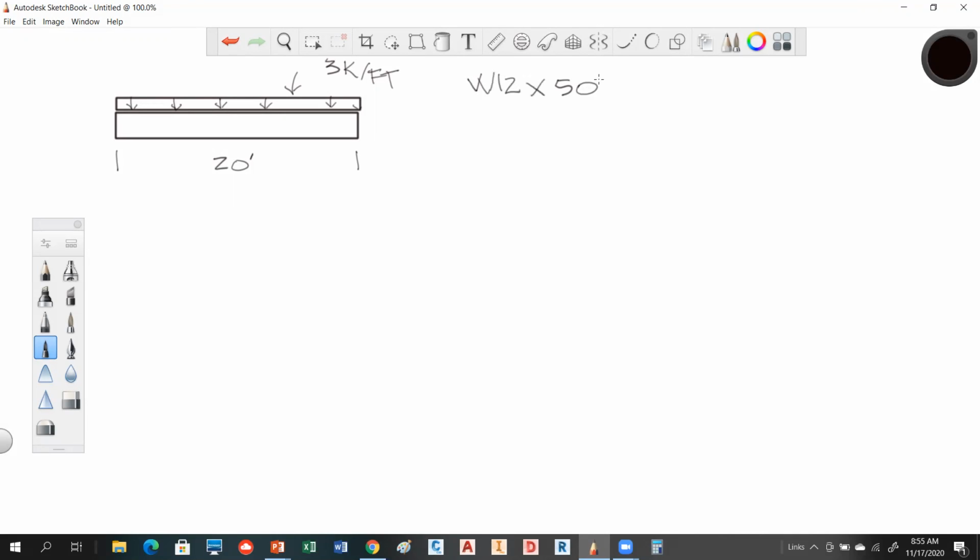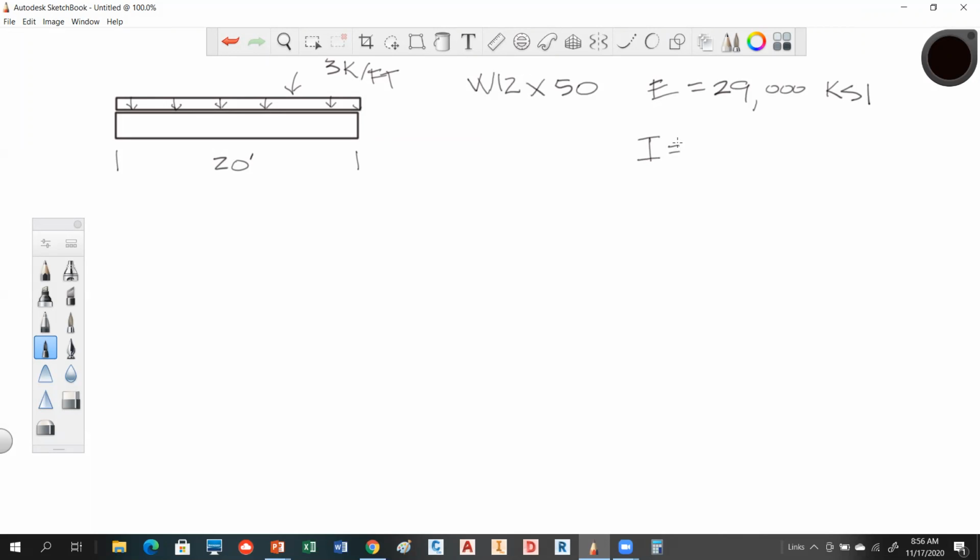So if it's steel, we're going to need the modulus of elasticity. So modulus of elasticity, we're going to say for steel is 29,000 KSI. Okay. We also need the I value for a section W12 by 50.